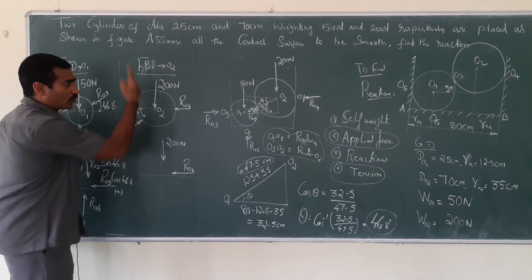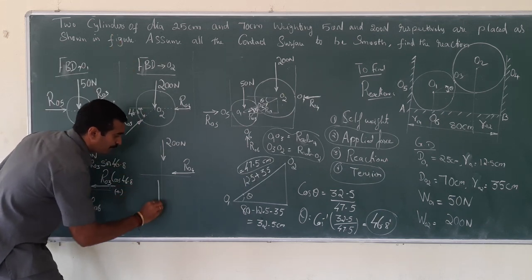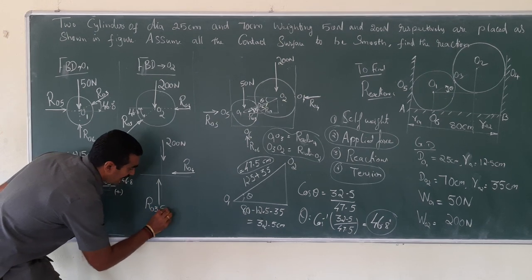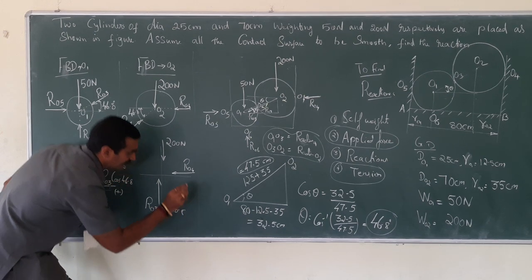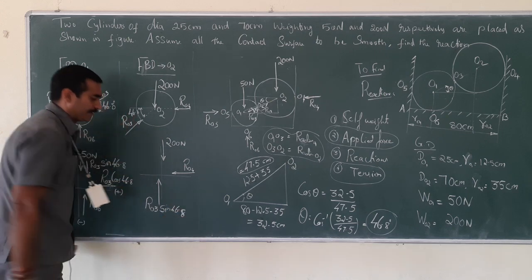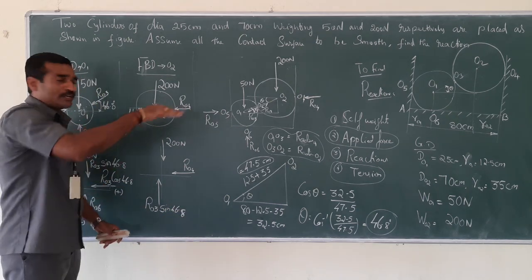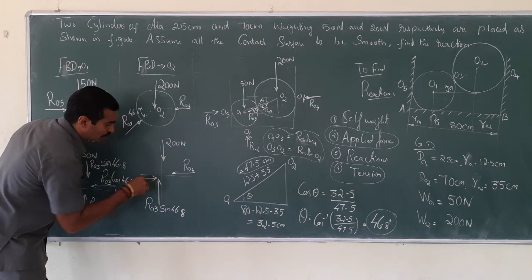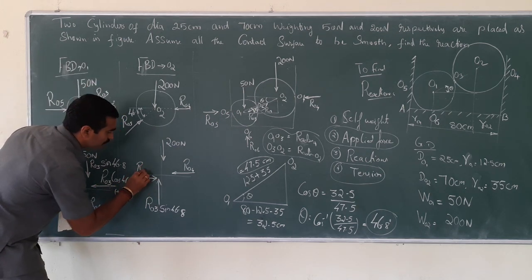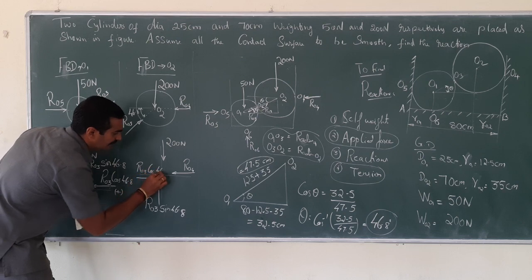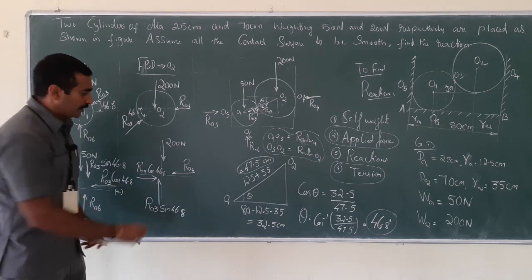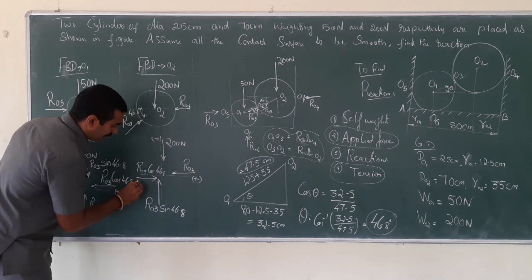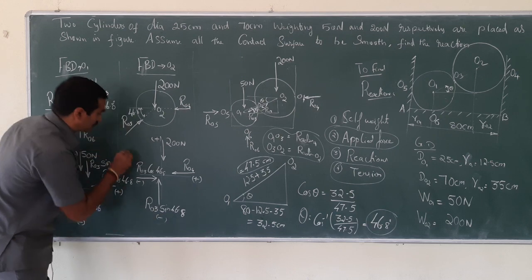Its nearest vertical could be upwards, so of magnitude RO3 sine 46.8 degree. And its nearest horizontal component could be in the positive x direction, which is of magnitude R03 cos 46.8. This direction is positive sign, here it is positive sign, here it is negative sign, here it is negative sign.